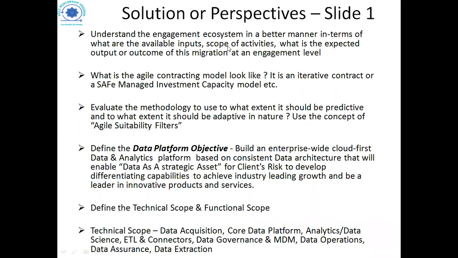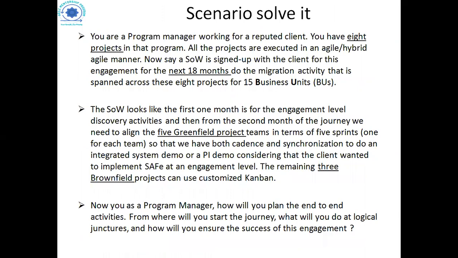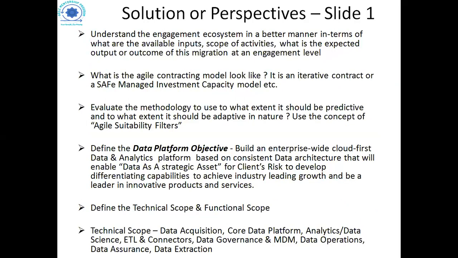What are the scope of activities? What is the expected output of this particular migration at an engagement level? Yes, someone had already brought up this point nicely, saying that we need to understand the tech stack because it's a migration project. So I'm just putting the same thoughts in my own words. Whenever you are trying to migrate from a tech stack of X1, X2, X3 to Y1, Y2, Y3, you need to be very clear on the existing technology versus the envisaged technology, right? So you need to be clear there.